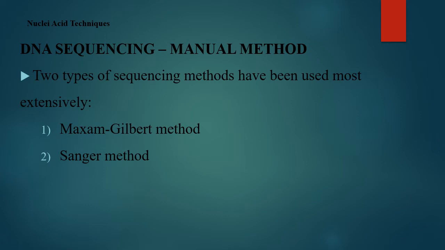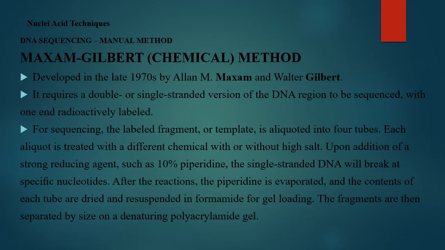Maxam-Gilbert and then Sanger. So the Maxam-Gilbert method was developed in the 1970s by Alan M. Maxam and Walter Gilbert. Now it requires either a double or single-stranded DNA portion that is going to be sequenced, and then one of the ends is radioactively labeled. So for the procedure, the radioactively labeled fragment, or the template that is being used, is allocated into 4 tubes. So tube 1, tube 2, tube 3, tube 4, you put the fragment in there.